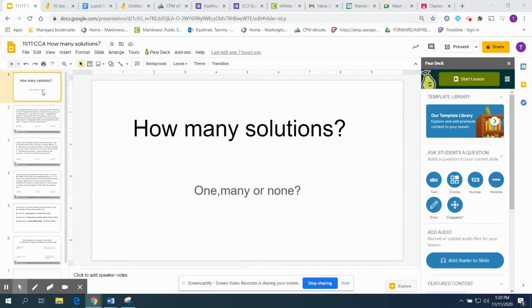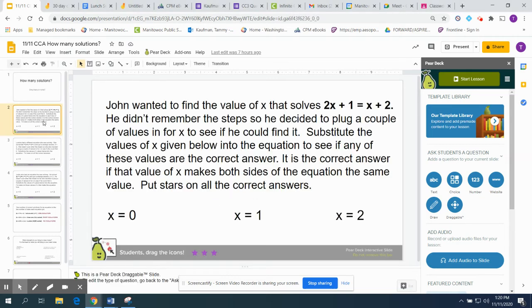All right, we're going to continue with solving equations, but today we're going to talk about how many solutions, either one, infinite, or none. Another way to say many is infinite. So the first one talks about John, and he wanted to find the value of x that solves 2x plus 1 is equal to x plus 2.